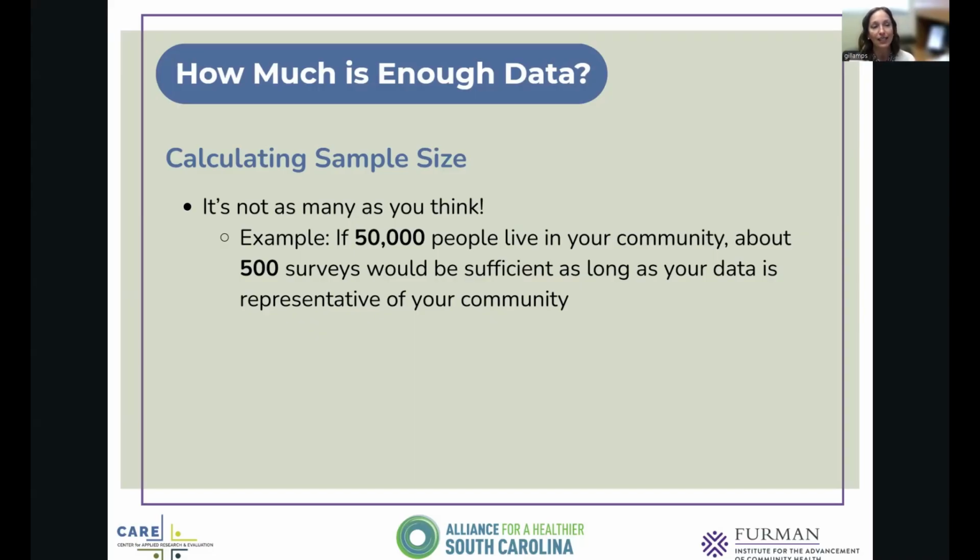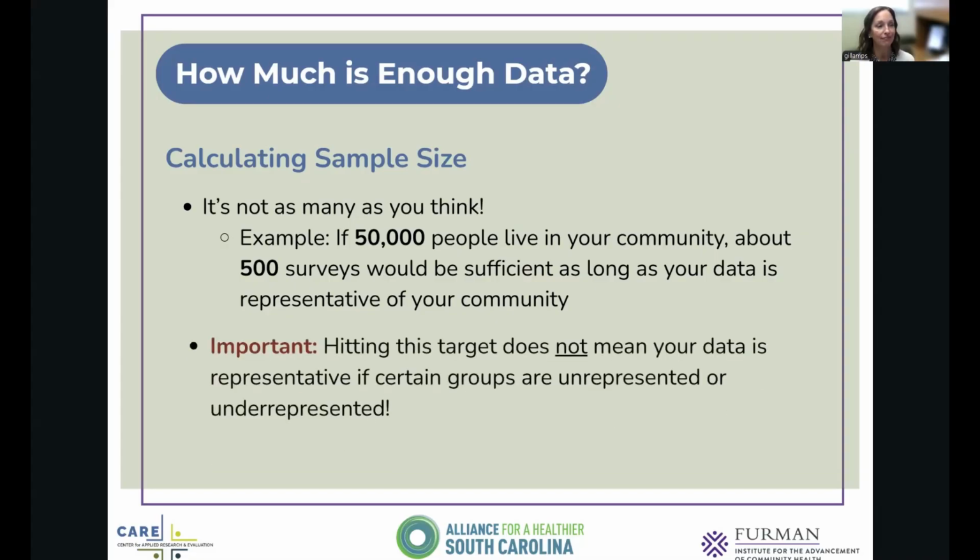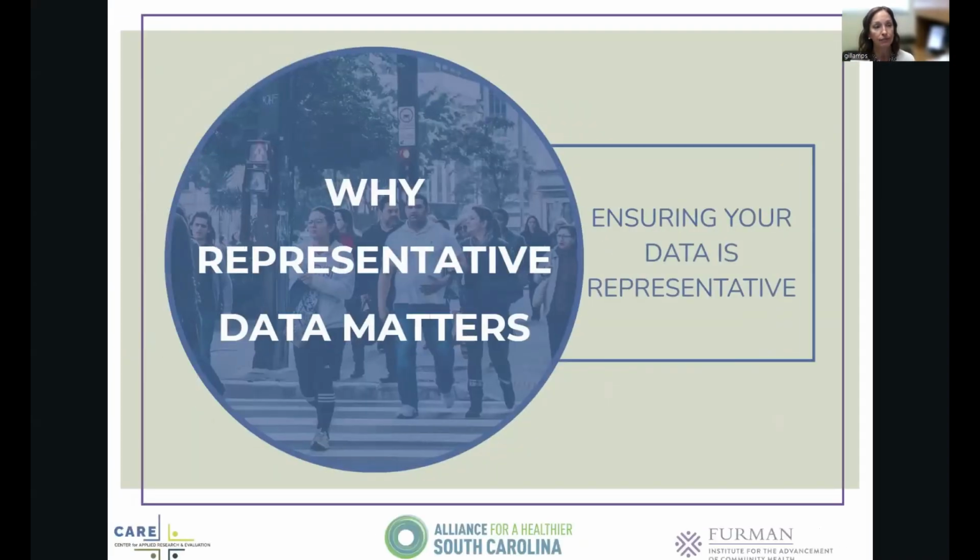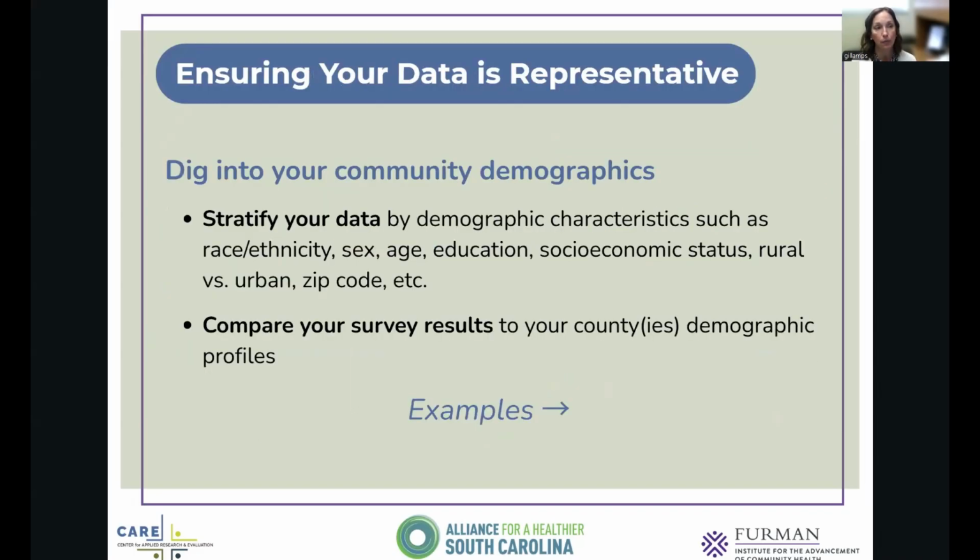And so for this example, if you had 50,000 people in your community, 500 may be sufficient if it reflects your community's demographics. Again, hitting this target does not mean your data is representative if you have certain groups that are unrepresented or underrepresented in your data. So how do we make sure that our data is representative? First of all, you've got to know what your community demographics are, right? And you need to compare your survey results to your community demographics.